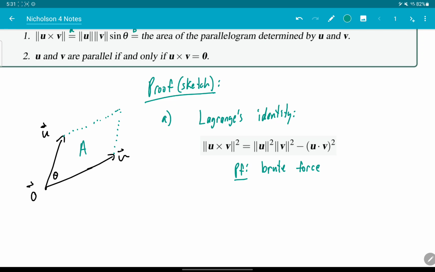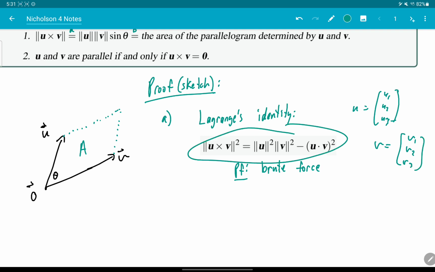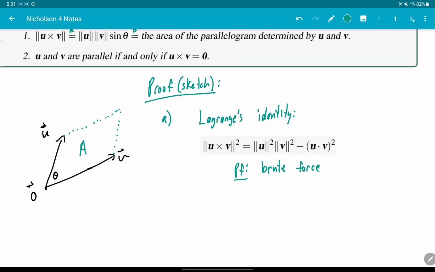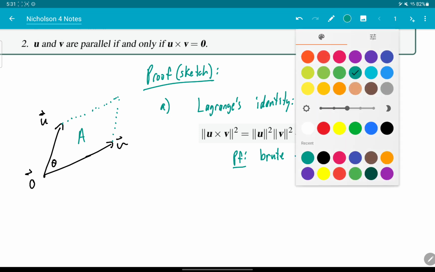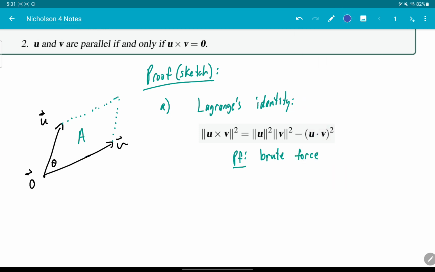What you do is you say, u is equal to u1, u2, u3. v is equal to v1, v2, v3. And you work out both sides of this equation. And it takes you a while, but you see that they're the same. Okay, so we're not going to do that. We'll just take Lagrange's identity as given. And then we will take this u dot v and write it in its other form where you have the cosine theta.